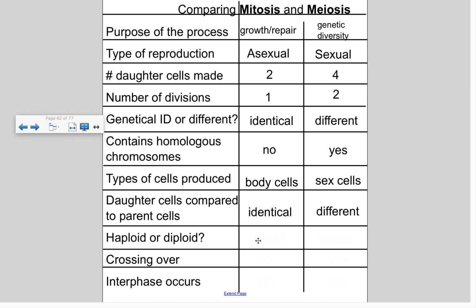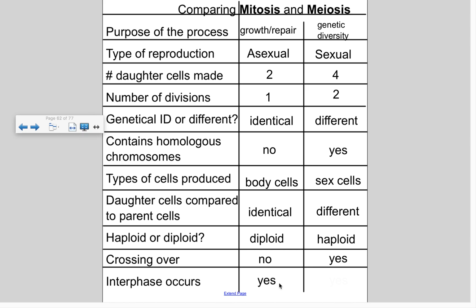Haploid or diploid? In mitosis, diploid, because they only go through 1 round of division. In meiosis, they are haploid because they will go through 2 rounds of division. Crossing over? Nope, no crossing over in mitosis. Meiosis? Yes.